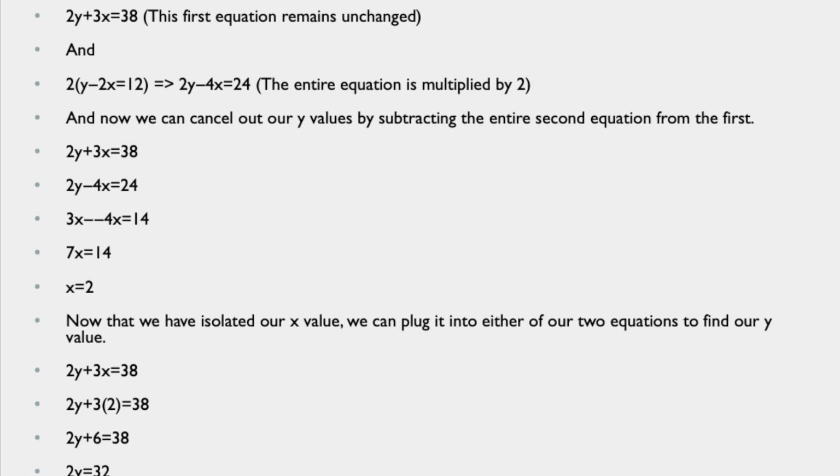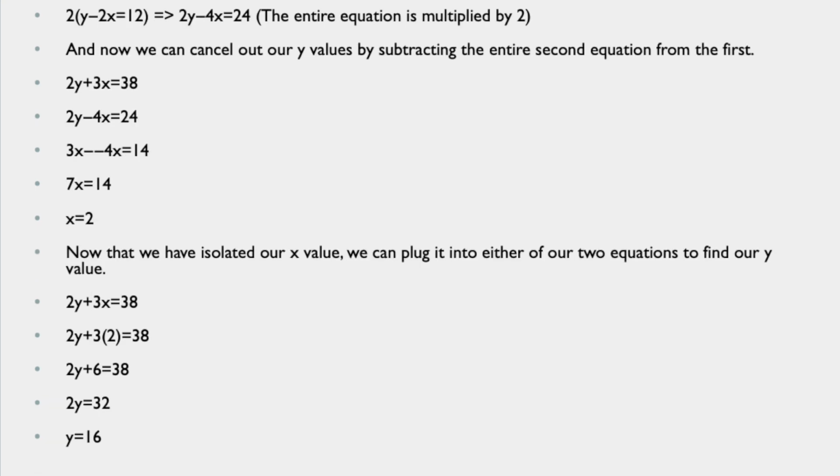Now, as we did previously, we're just going to plug in our 2 into one of the equations. Whichever you prefer is going to give you the same answer. So all we did is we went to our 2y plus 3x equals 38, plugged in our x as 2, giving us 2y plus 6 equals 38. 38 minus 6 gives us 32. 32 divided by 2 gives us a y value of 16.